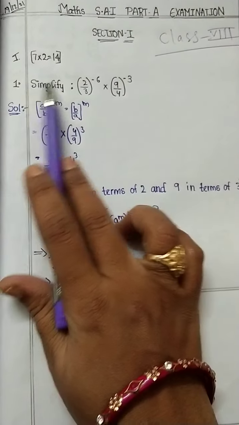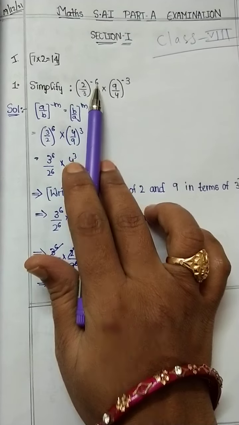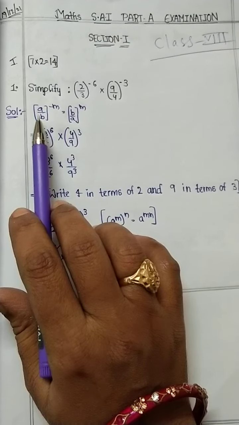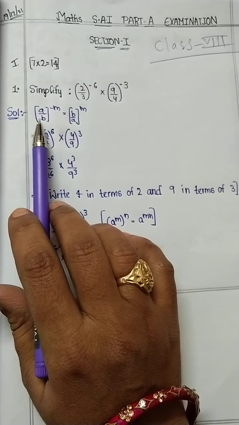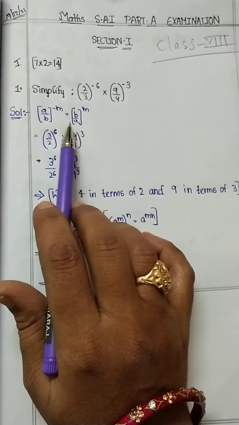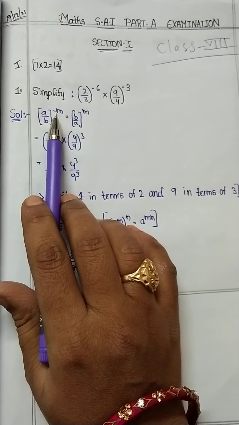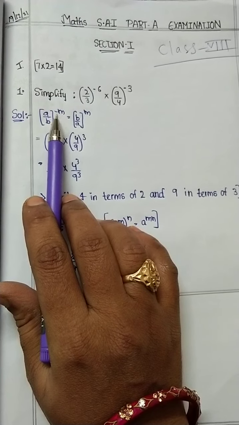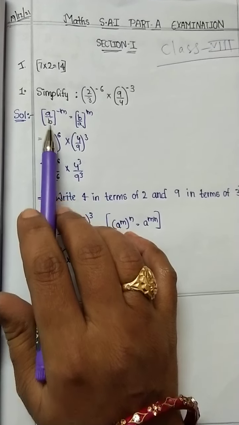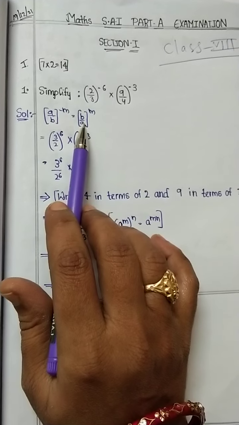Here, first section, first question. Simplify (2/3)^-6 × (9/4)^-3. See, here we should use the formula (a/b)^-m = (b/a)^m. If you change the negative exponent to positive exponent, you should write the reciprocal of the given number. Here a by b is there, so b by a will come.